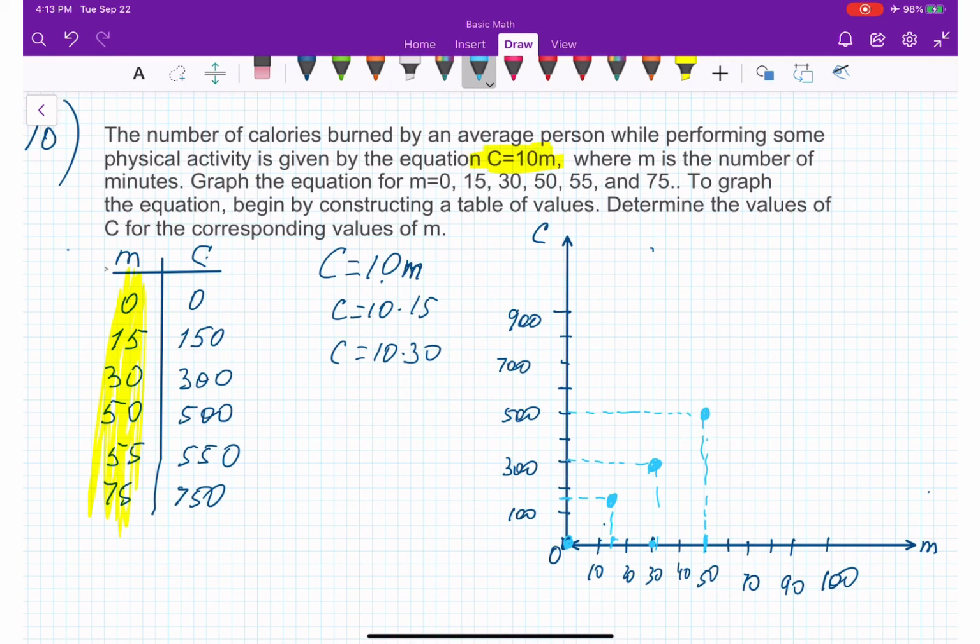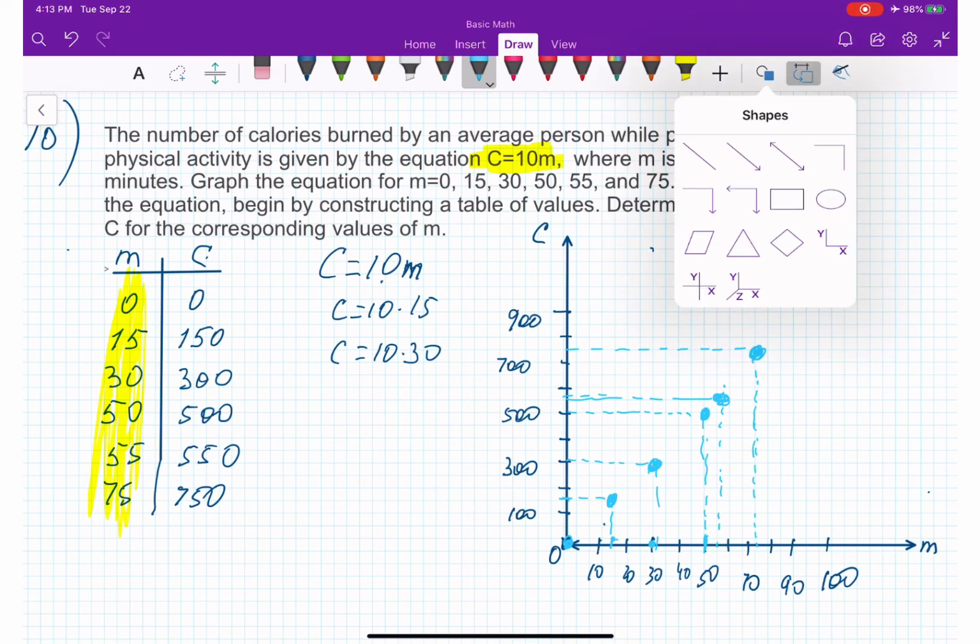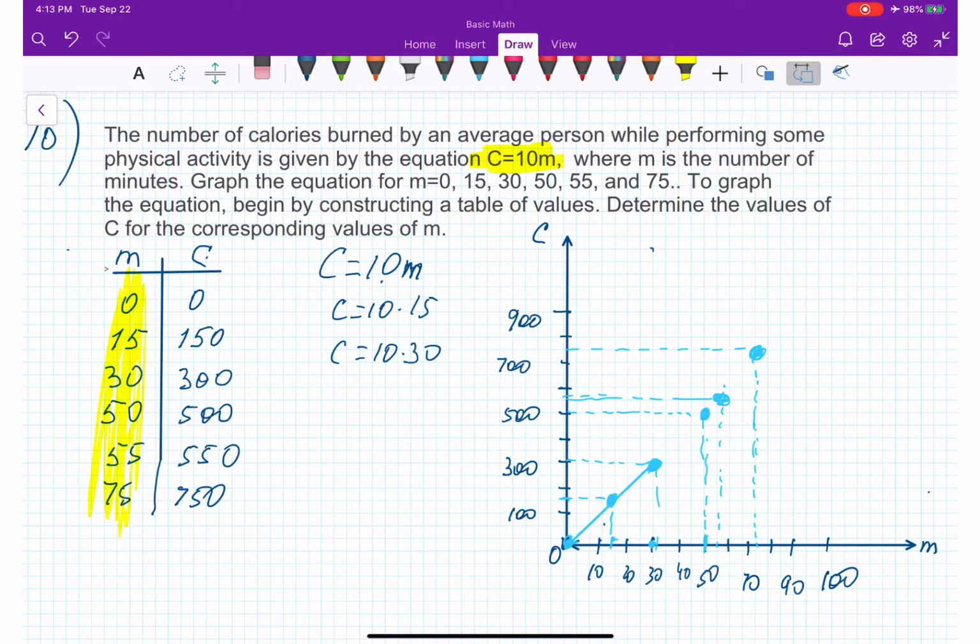Okay, 55 and 550. 75 and 750. Okay, and the graph will be like this.